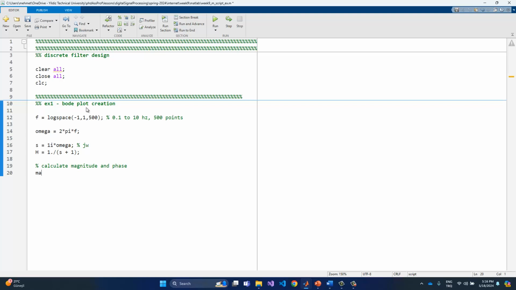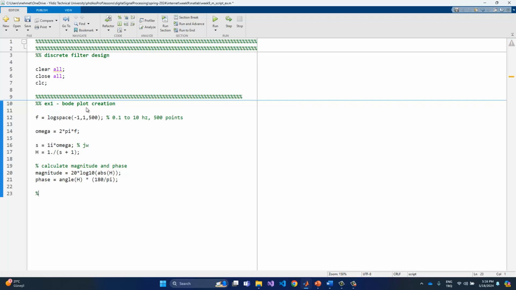Okay, the magnitude is equal to 20 times log10 abs H. Okay, and the phase must be calculated with the angle of H times 180 divided by pi.